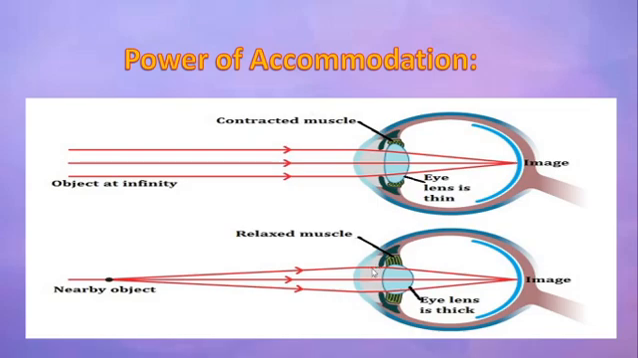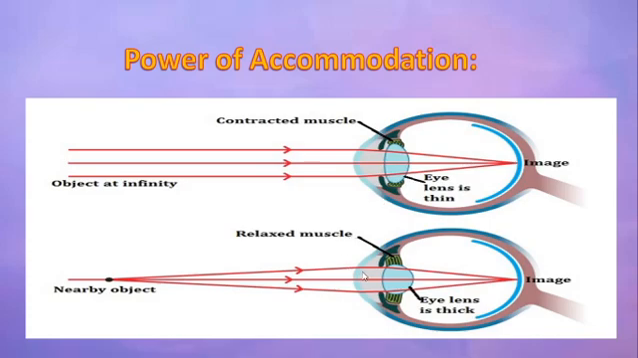Then the next one, power of accommodation. The ability of the eye lens to focus nearby as well as distant objects is called the power of accommodation of the eye. This is achieved by changing the focal length of the eye lens with the help of the ciliary muscles.